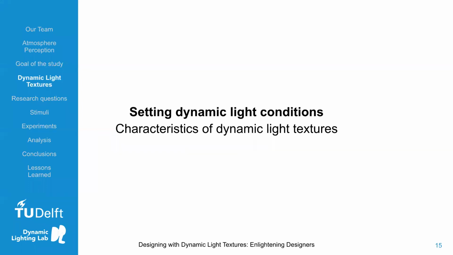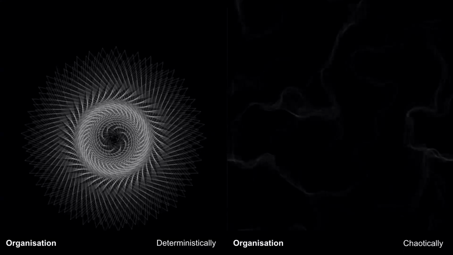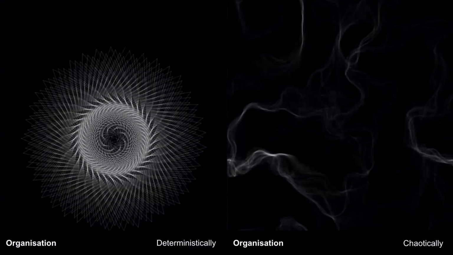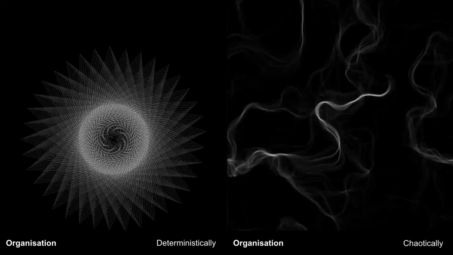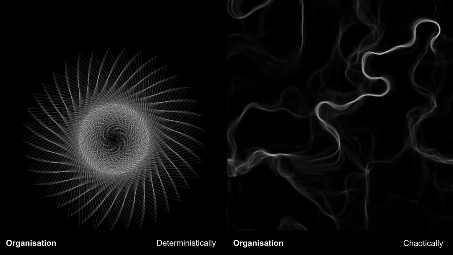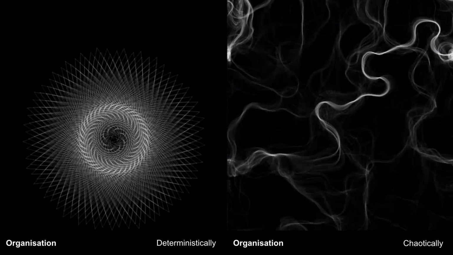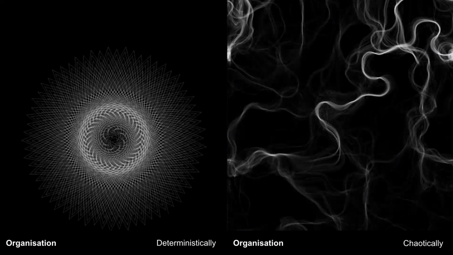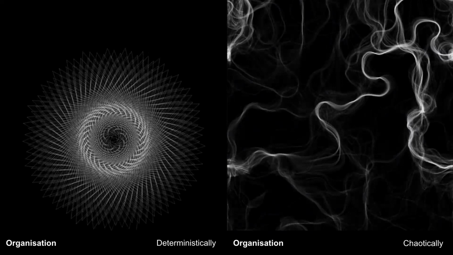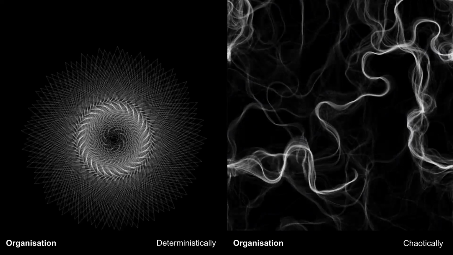In order to do this, we first needed to define dynamic light. So dynamic light conditions, we called these dynamic light textures. And we drafted a set of characteristics to describe these. The first characteristic that we drafted was the organization of shapes. In a pattern, this can be done in a deterministic way, which means that it seems to follow a set of rules.